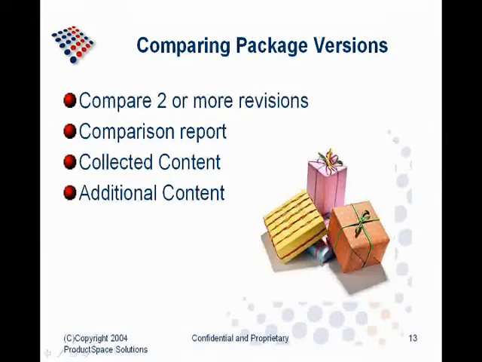The collected content table compares objects that have been collected in each package version. Objects that exist in both package versions do not appear in the table. If there are no differences between the versions, the report indicates that no differences were found. Only those objects for which you have read access are listed in the report.